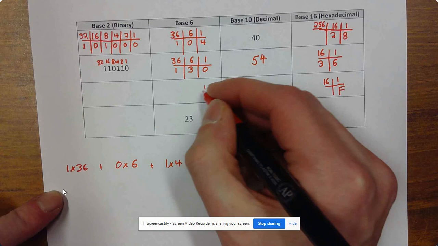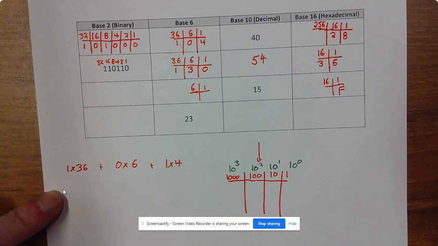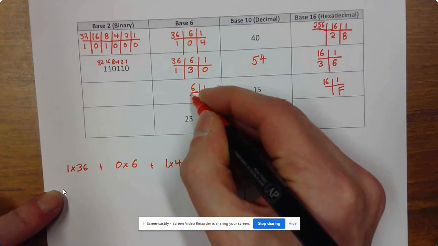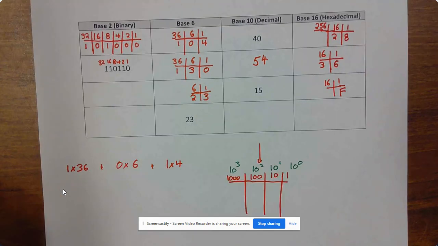In base 6, I'm only going to need to use 2 digits because I don't need to use my 36s column. The number is less than 36. In base 6, if you think about it, a 2-digit number is always going to be less than 36. So how many 6s fit into 15? Well, it's 2, and there are 3 1s. So again, in expanded form, 2 times 6 is 12, plus 3 times 1, and I get up to 15.